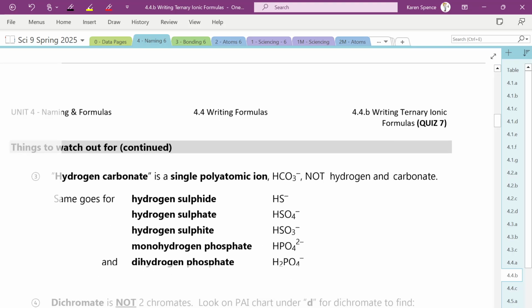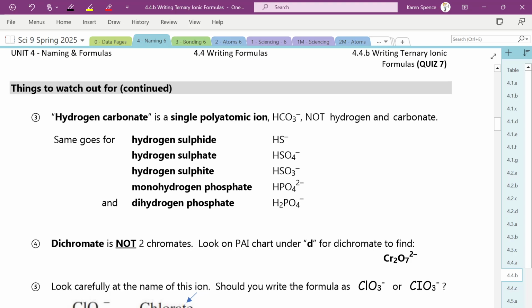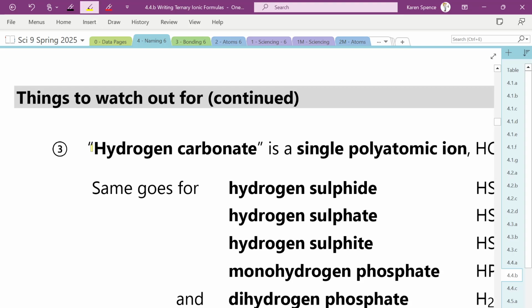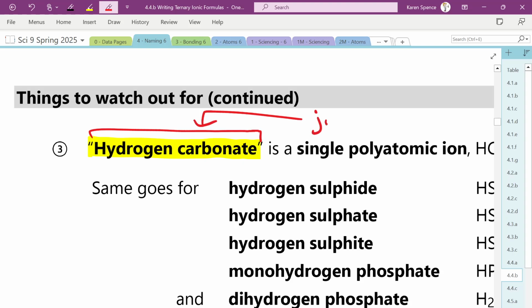All right, couple more things to watch out for. Hydrogen carbonate. That sounds like two things. Hydrogen carbonate sounds like two things, but it is just one thing.